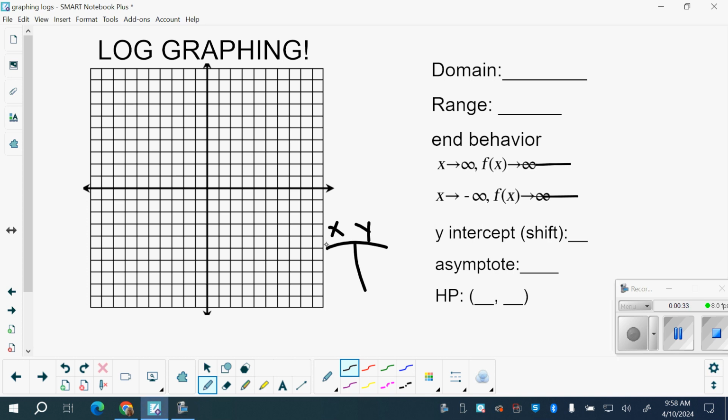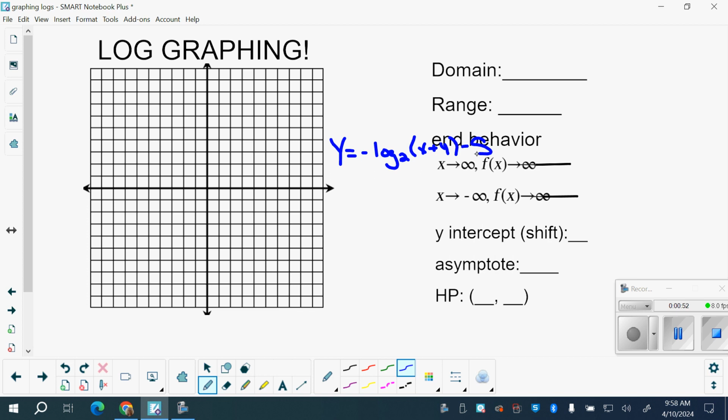And here's what we're going to do. We're going to have a problem that looks like this today. You don't have to write this down quite yet. Log negative x plus 4 minus 5. You have no idea what that looks like.